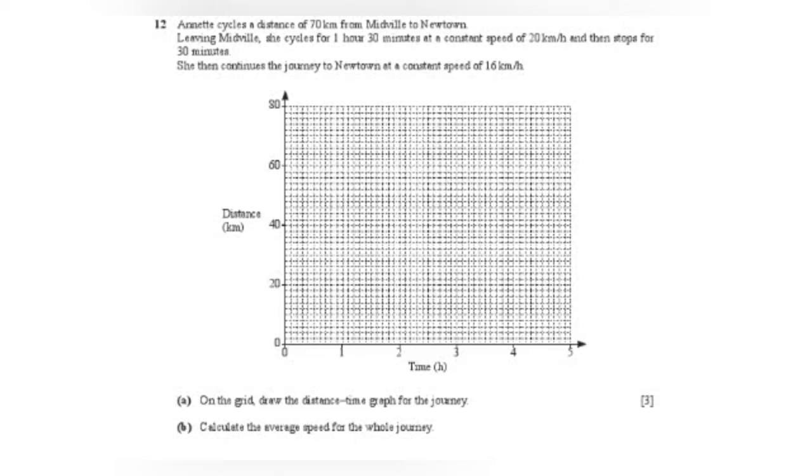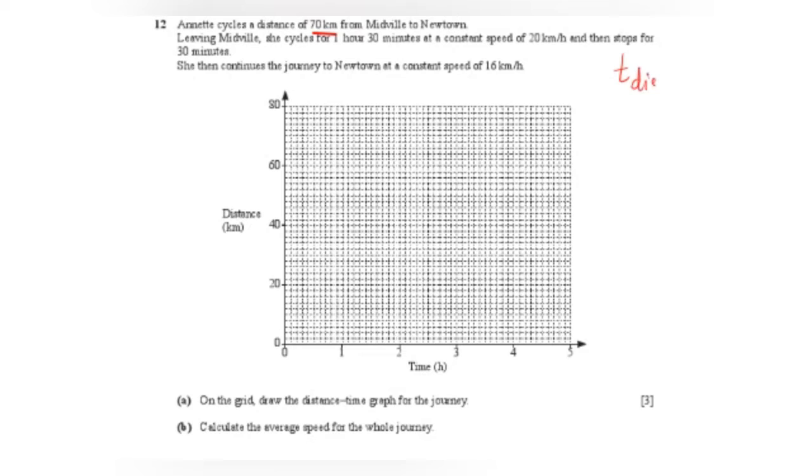We need to draw the distance time graph. So in order to do the distance time graph, we require certain information. So let us go through the question again. It is understood from the question that the total distance she travels is 70 km. So let us mark it down.